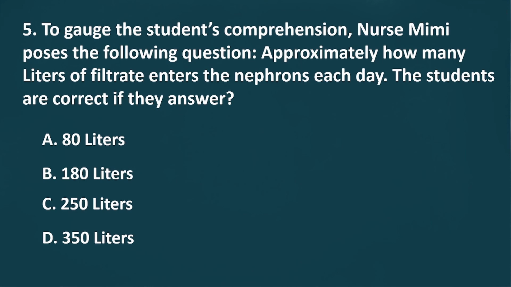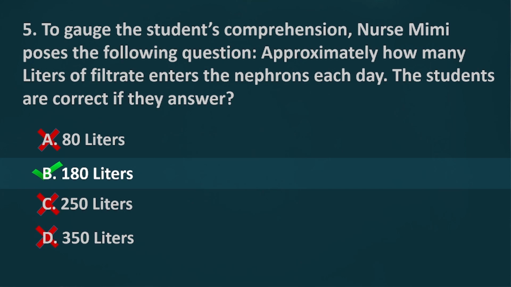The correct answer is letter B, 180 liters. The normal glomerular filtration rate amounts to about 180 liters or 45 gallons every 24 hours. This is 4.5 times the amount of fluid in the entire body. The renal tubules reabsorb around 99% of the filtrate, leaving only 1.5 liters to be excreted as urine during a 24-hour period.